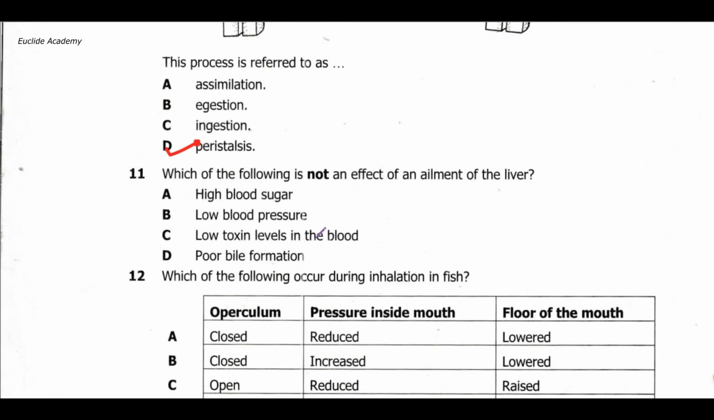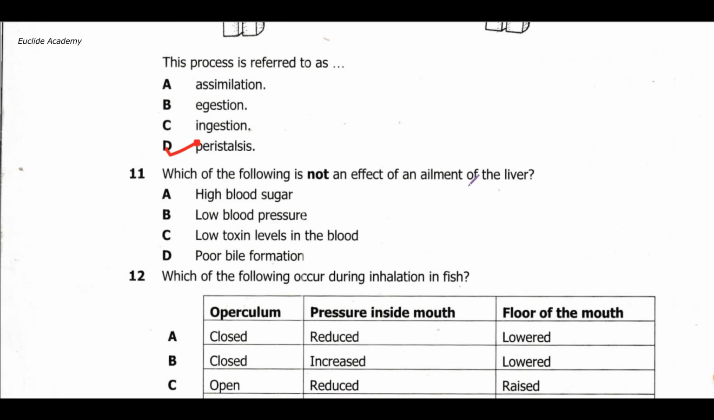Which of the following is not an effect of an ailment of the liver? The liver helps with excretion, or removing toxic substances from the body. If the liver is damaged, we don't expect the excretion process to happen smoothly.